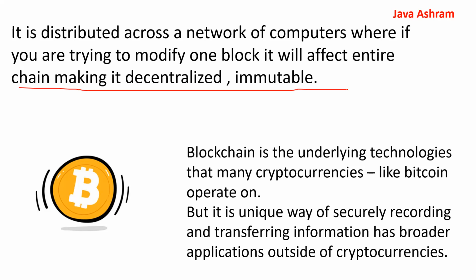We discussed what immutable means. Blockchain is the underlying technology that many cryptocurrencies like Bitcoin operate on. Bitcoin is one of the examples that I am giving you, because everyone nowadays knows about Bitcoin and how its rate is increasing. There is some speculation going on about whether the government is going to give a license or regulate Bitcoin or not. But this is one example of the blockchain.